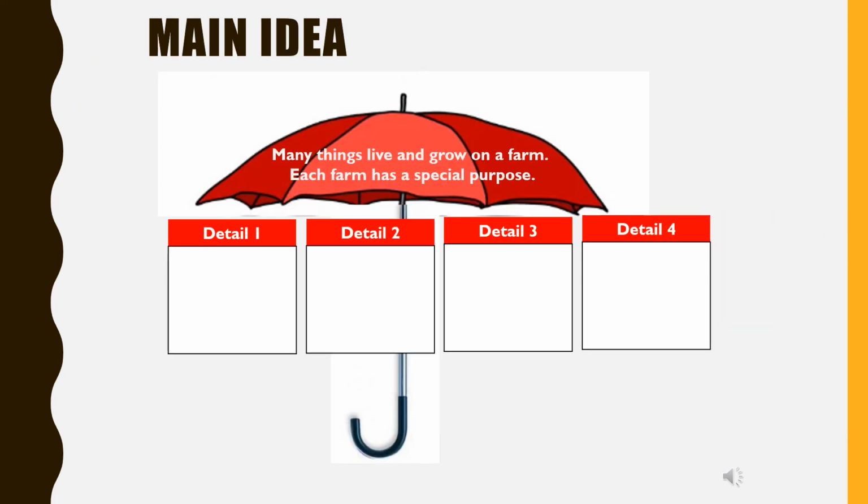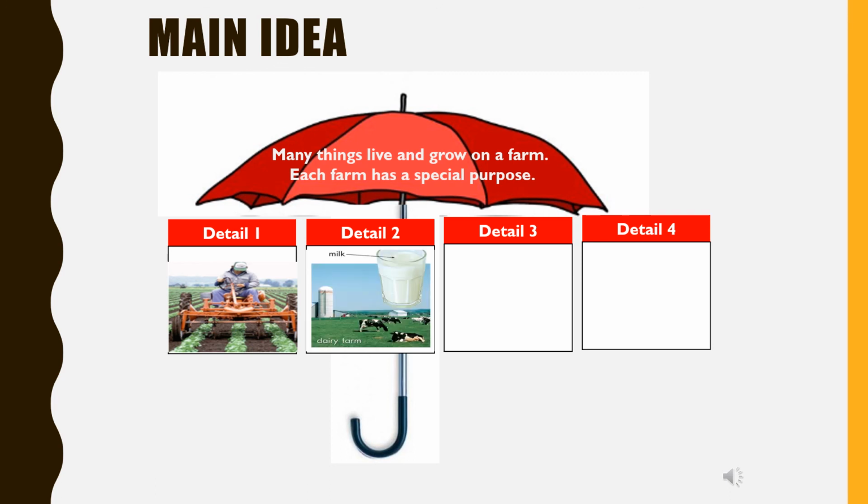Main idea. The main idea of this story is that many things live and grow on a farm. Each farm has a special purpose. My first detail from the story that helps me understand the main idea is I saw plants growing out of the ground and a farmer using a machine to tend to the plants. The next detail that helped me understand that many things grow and live on the farm is I saw cows eating grass. And I know that cows give milk, and milk can be used to make cheese or butter.